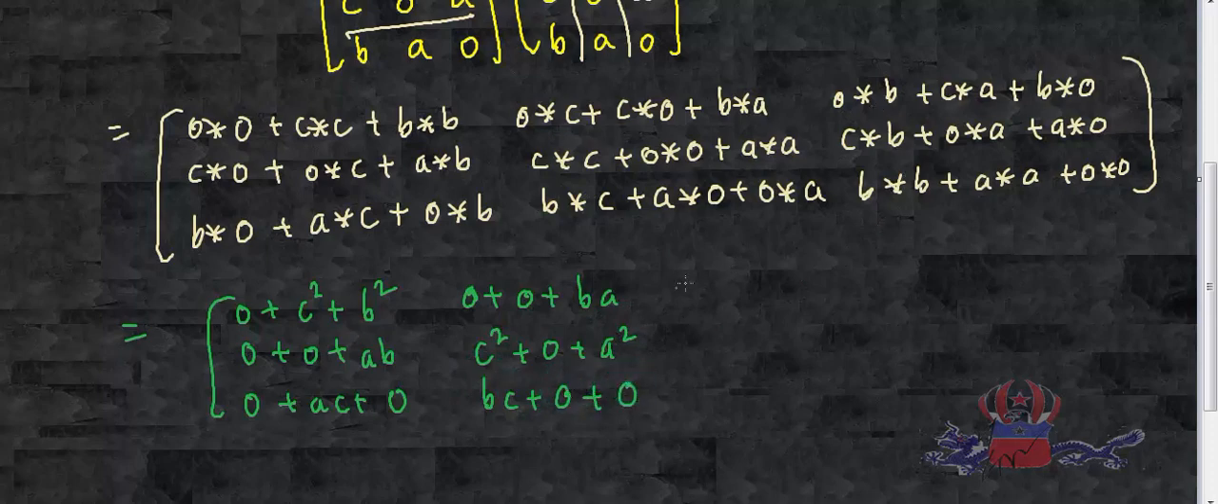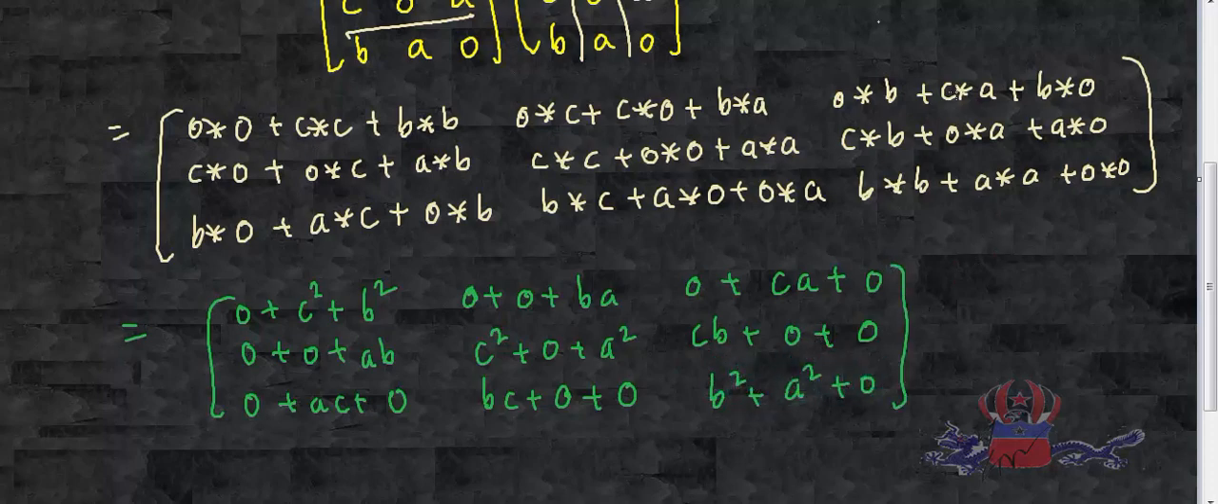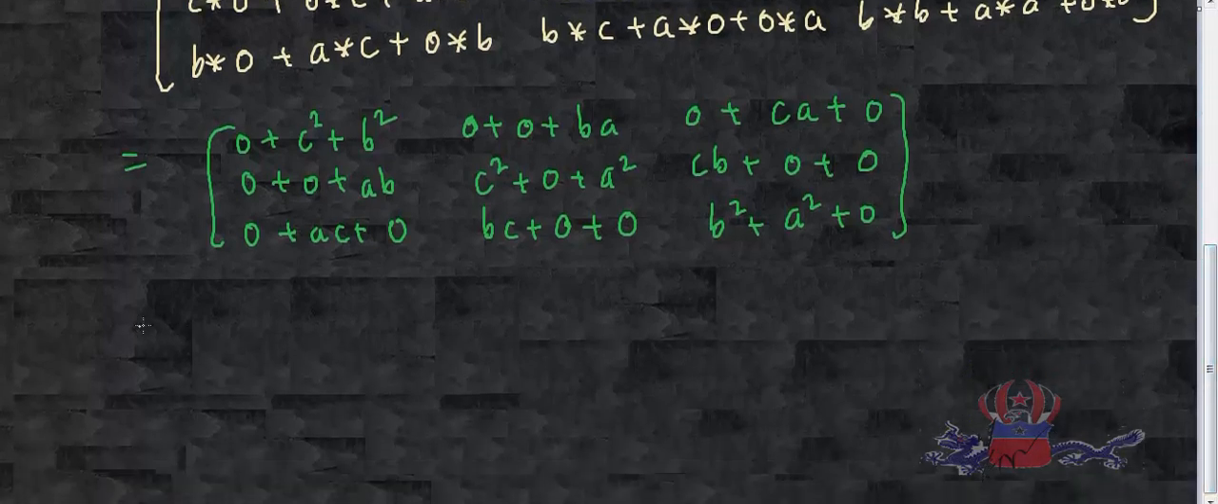Now 0 times B would give me 0, C times A is CA, B times 0 is 0, C times B is CB, 0 times A is 0, A times 0 is 0, B times B is B squared, A times A is A squared, 0 times 0 is 0. Now again you have to rewrite them, because you have evaluated the output. Now is to present the output.